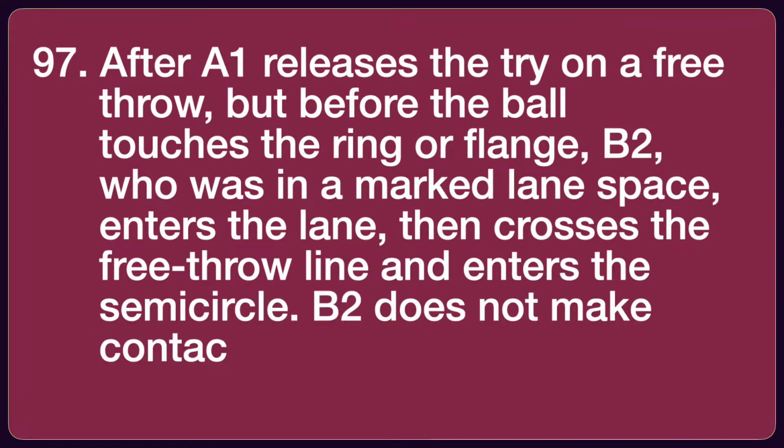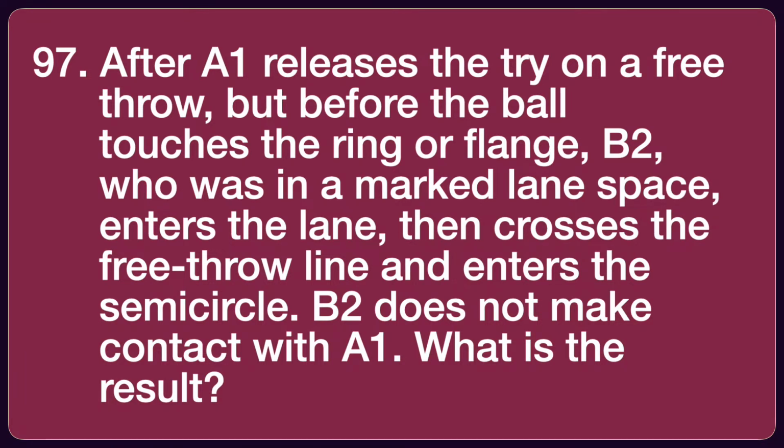After A1 releases the try on a free throw, but before the ball touches the ring or flange, B2, who was in a marked lane space, enters the lane, then crosses the free throw line and enters the semicircle. B2 does not make contact with A1.